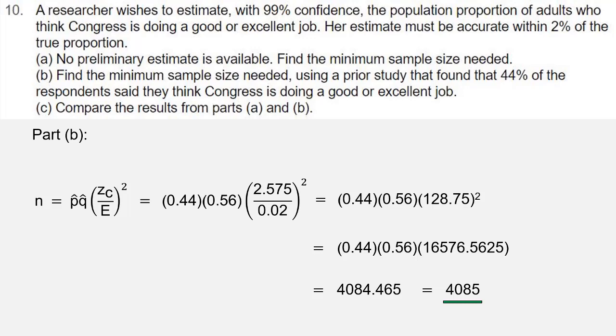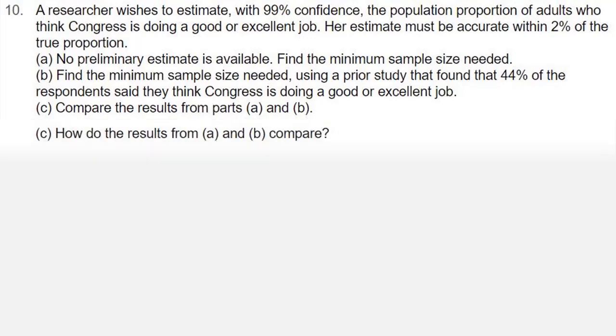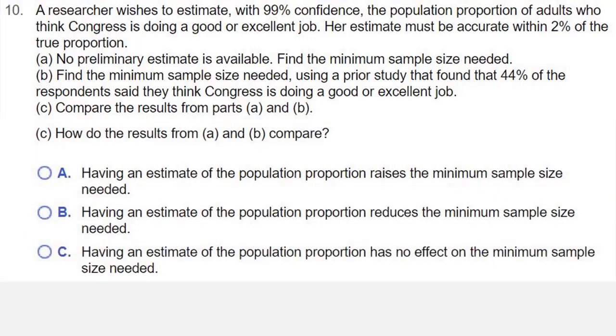Now we're supposed to compare the results. Hopefully you realize that's the way that it works, that when you don't have a preliminary estimate, that gives us the largest possible sample size needed, and that once we have a preliminary estimate, then the sample size will shrink. But having no preliminary estimate gives us the maximum sample size. So the correct answer here is choice B. Having an estimate of the population proportion reduces the minimum sample size needed. And that's your answer.